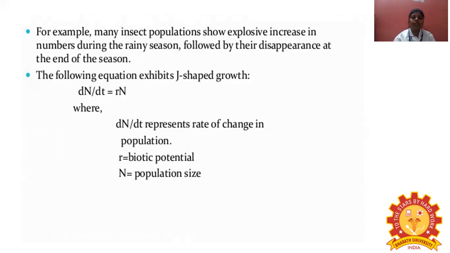The following equation exhibits J-shaped growth. That is dN by dt equal to rN. Here dN by dt represents rate of change in population. r denotes biotic potential. Capital N represents population size.